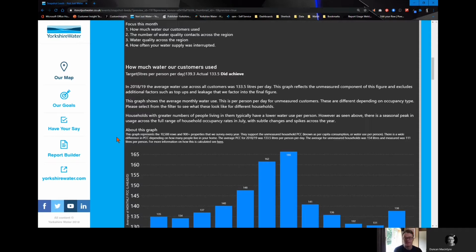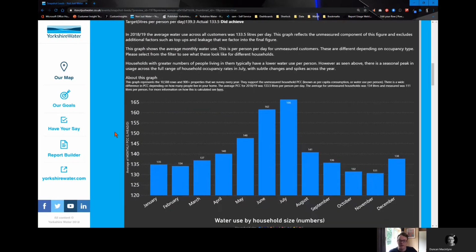And the purpose of this is to show you not only whether we achieve the targets, but how customer interactions with our water influences whether we meet those targets as well. So our target for consumption in 18-19 was 133.5 litres per head per day, which in layman's terms is how much water each of us uses. But as you can see on the graph, this tends to fluctuate across the full year, peaking in July at around 166 litres per person per day.